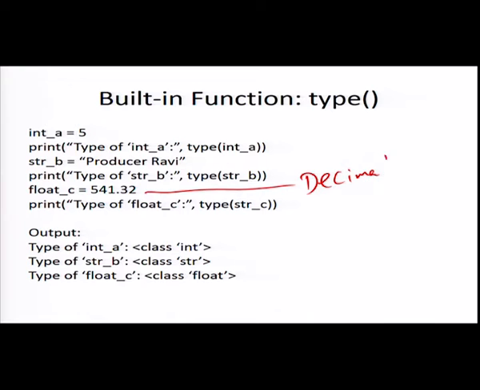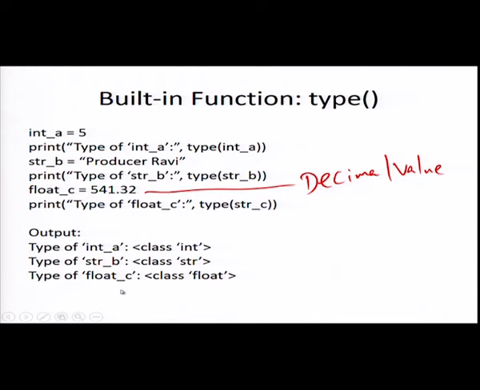Decimal values are stated with the help of float. So, you print type of float c, type of str c. When you press enter, you get the output for type of int a, it belongs to the integer class. So, you will get the output like this: class int.